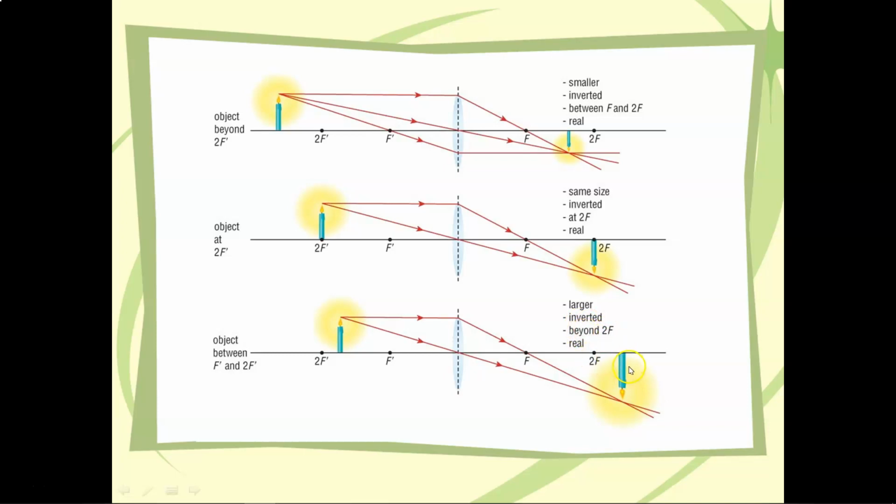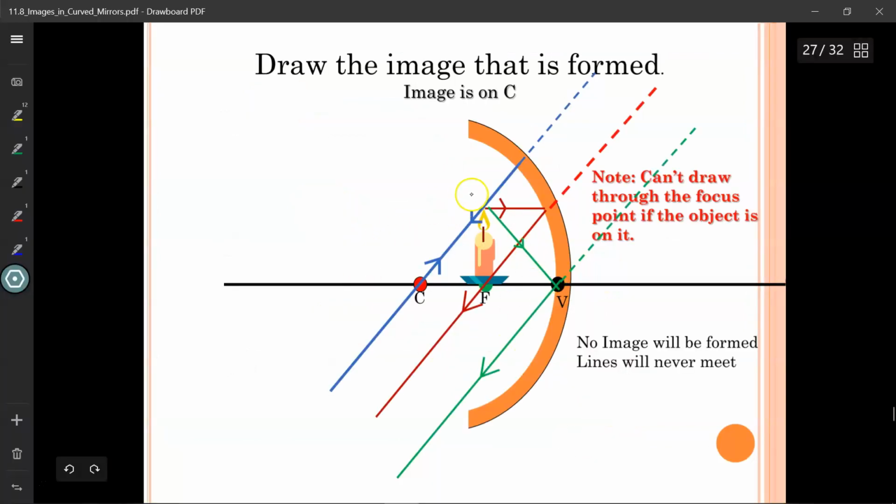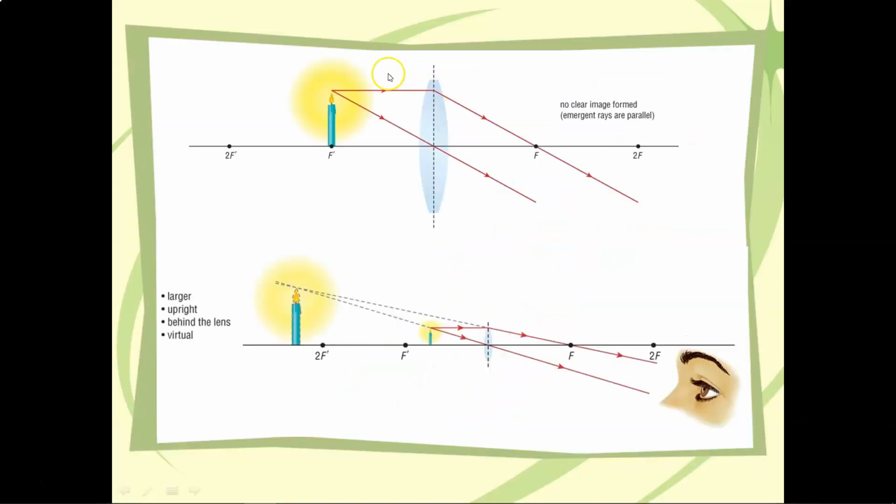It is now beyond 2f, but it's still real because those light rays are still converging here. Now with curved mirrors, if your object was sitting at the focal point, there was no image produced because all the light rays are parallel. They will never intersect, not in the real world, not in the virtual world. Well, it's the same for lenses. Their refracted light rays will also be parallel and never intersect, not in the real world and not in the virtual world.